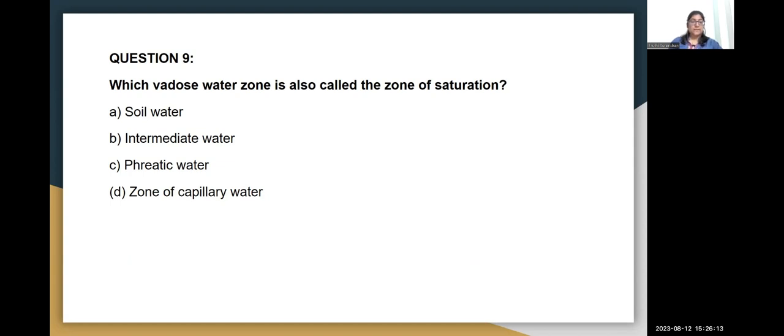Ninth question. Which Vadose water zone is also called the zone of saturation?